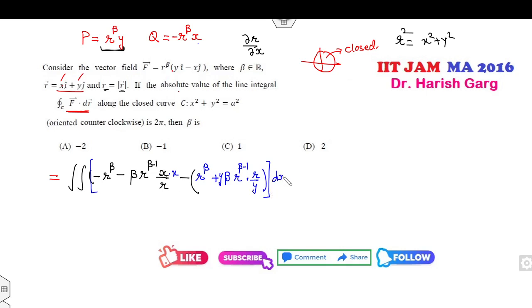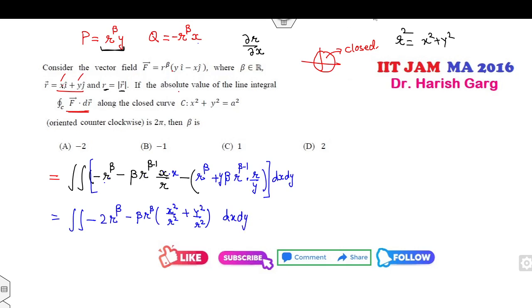Fine. dx dy. Now you can simplify this. Minus r raised to power beta minus r raised to power beta. Fine. It is a x square. I can take this minus beta r raised to power beta common. It is x square over r square plus y square over r square.